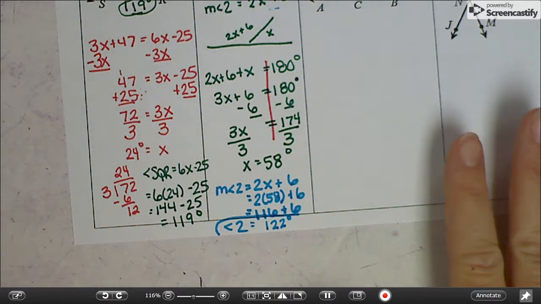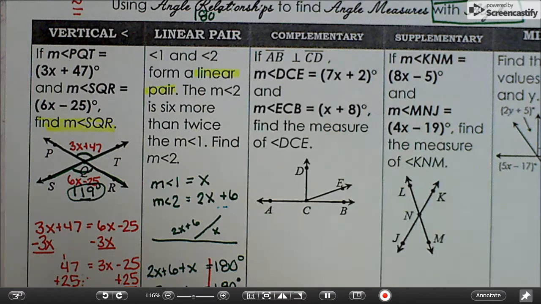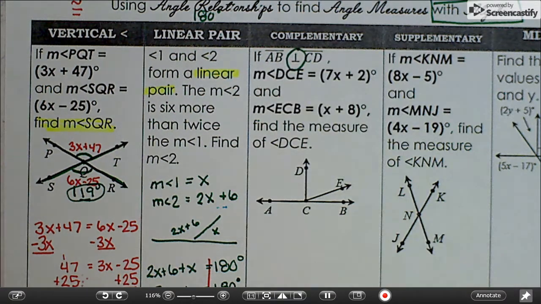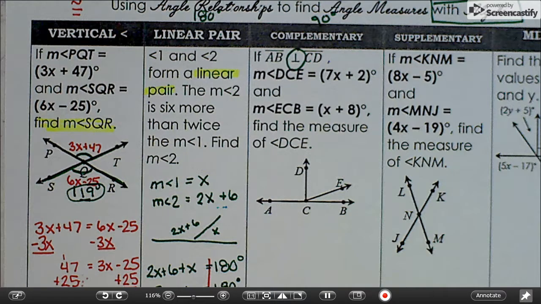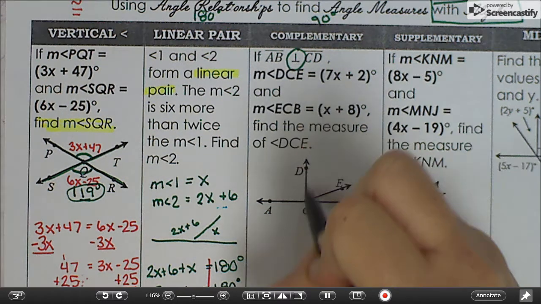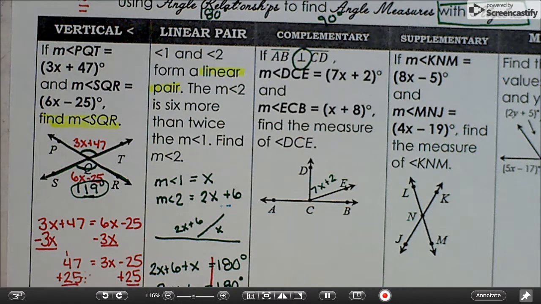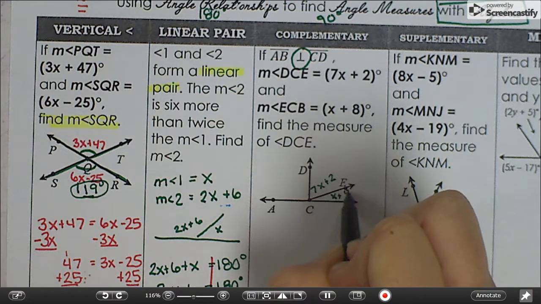All right, let's keep trucking. If AB is, and remember this word means perpendicular to CD, and then they give us some expressions. We want to find the measure of DCE. Complementary means 90 degrees, and you'll see how that plays in just a second. DCE is 7x plus 2. Label your diagrams. ECB, this little one, is x plus 8.